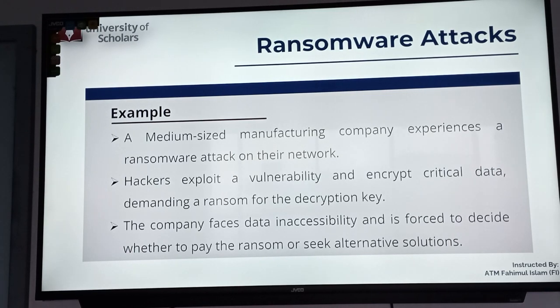So a ransomware attack is a type of cyber threat where malicious actors encrypt an organization's data and demand a ransom to restore access. Ransomware attacks are typically delivered through phishing emails, which we will learn about later, malicious attachments, and exploiting software vulnerabilities.